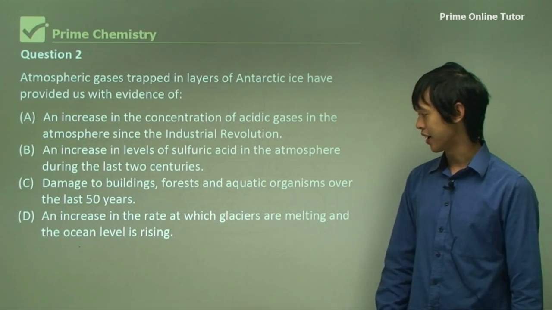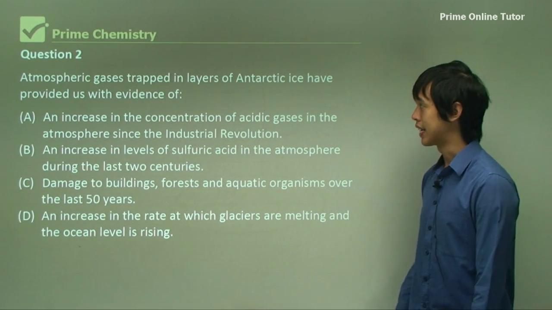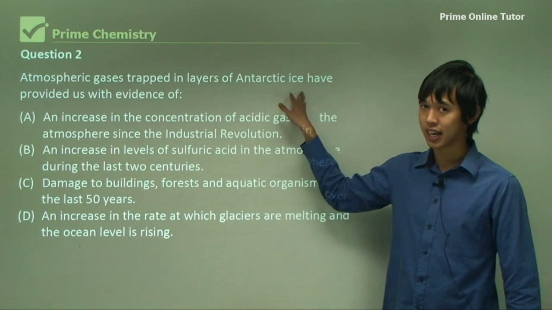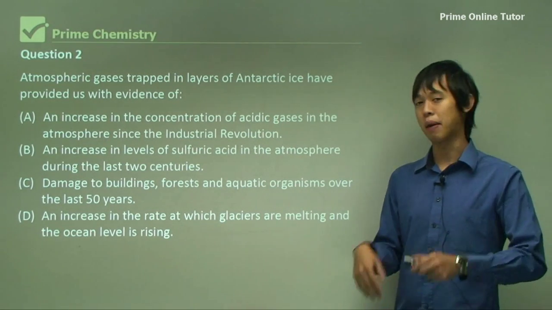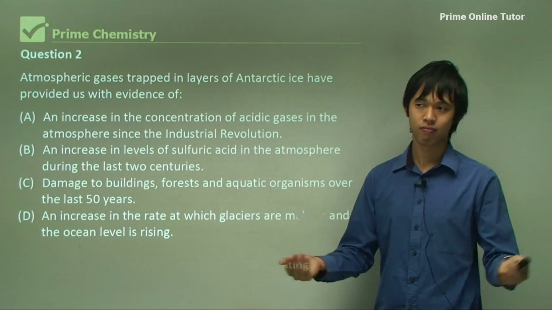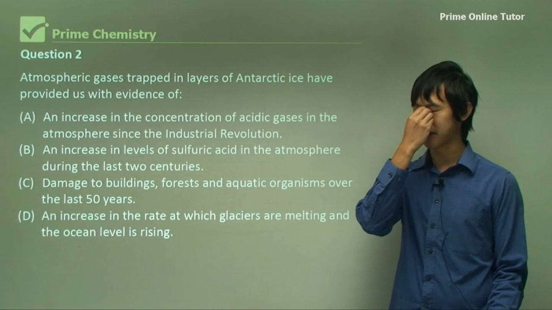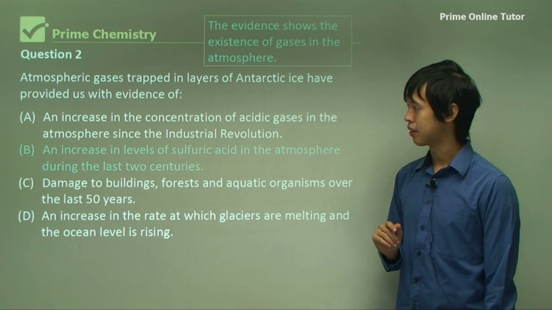An increase in the rate at which glaciers are melting and the ocean level is rising. Again, this does not really tell us anything about the ocean rising. It tells us what was in the atmosphere at the time, but it doesn't tell us anything about the ocean levels. Okay, so we can't really use that evidence for that. So it's very likely A.